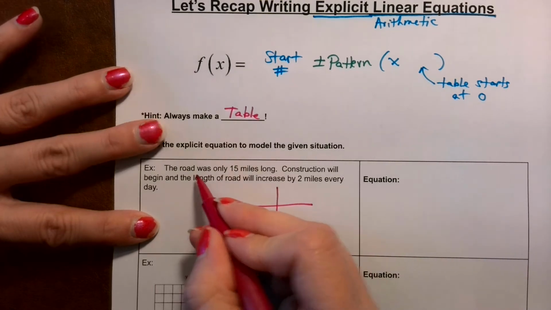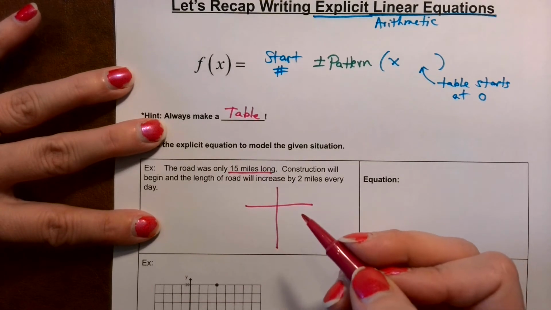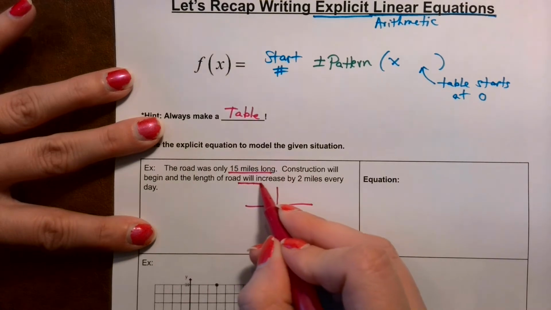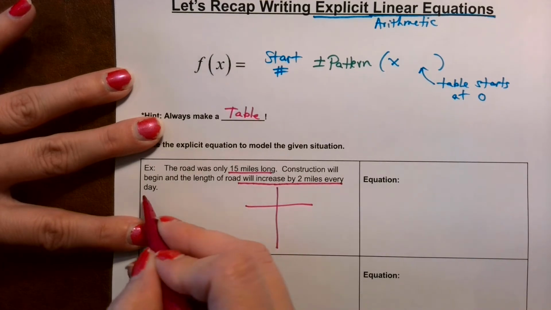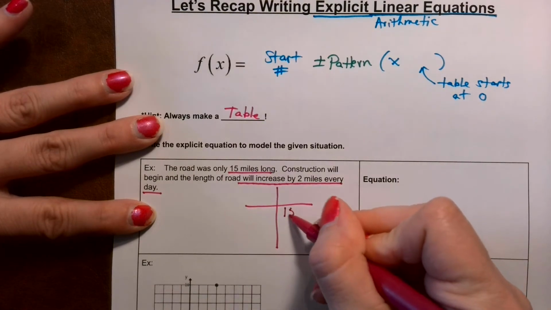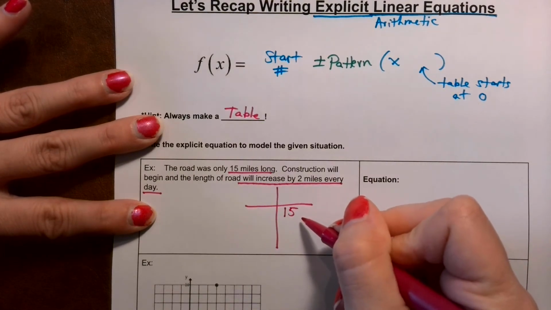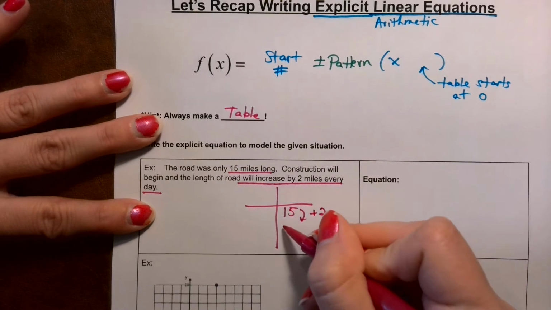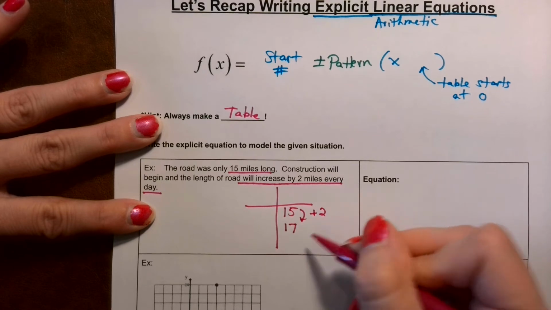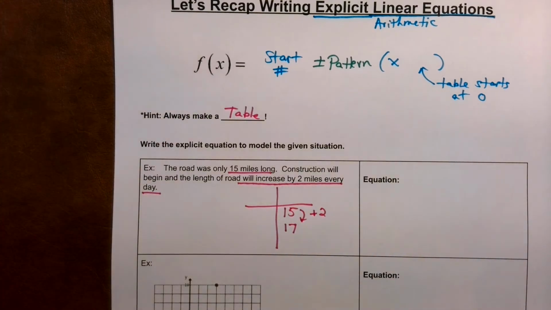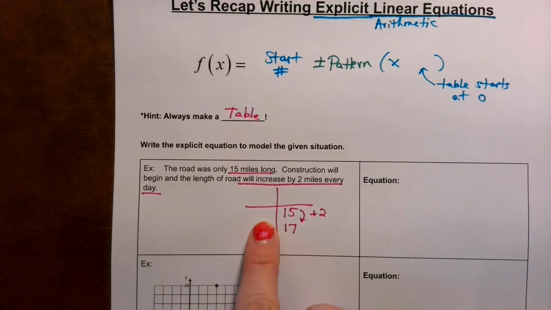The road was only 15 miles long. Construction will begin and the length of the road will increase by 2 miles every day. So the road was 15 miles long and it's going to increase, which means adding by 2. I get it. It's adding by 2. The road is getting longer. The question is, how do I start this table?